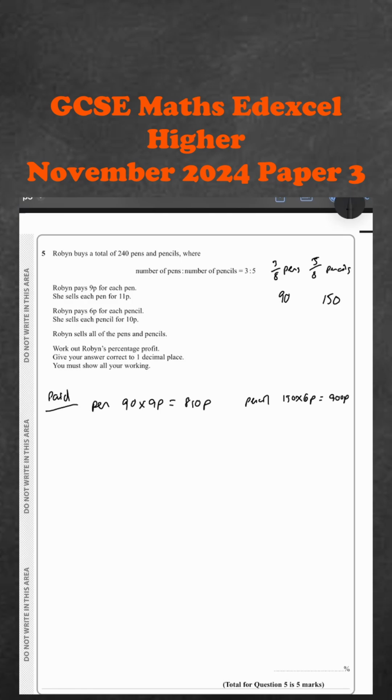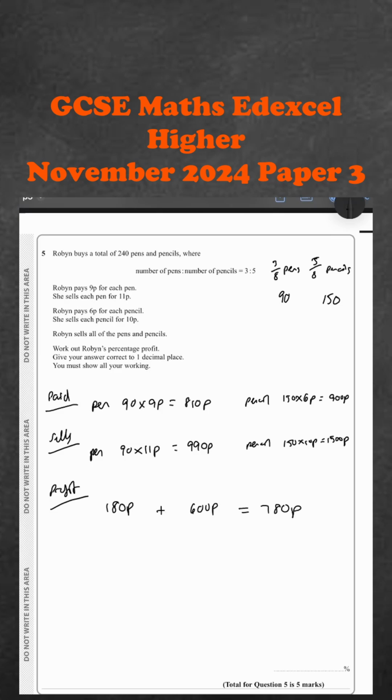And she sells each pen for 11p, so 90 times 11p is 990p. And she sells each pencil for 10p, so 1500p. So for the profits, she is going to have 180p profit on the pens, 600p profit on the pencils, total profit 780p.